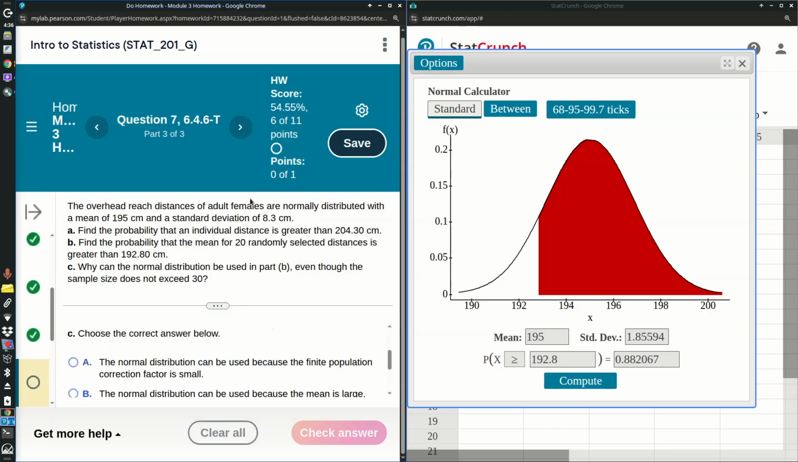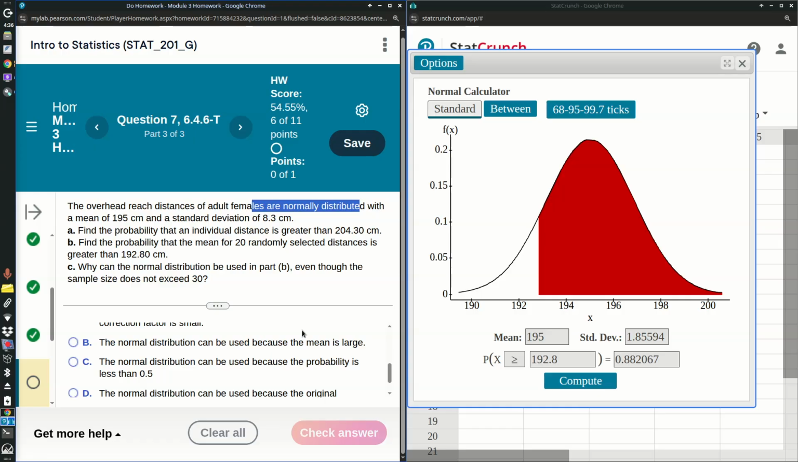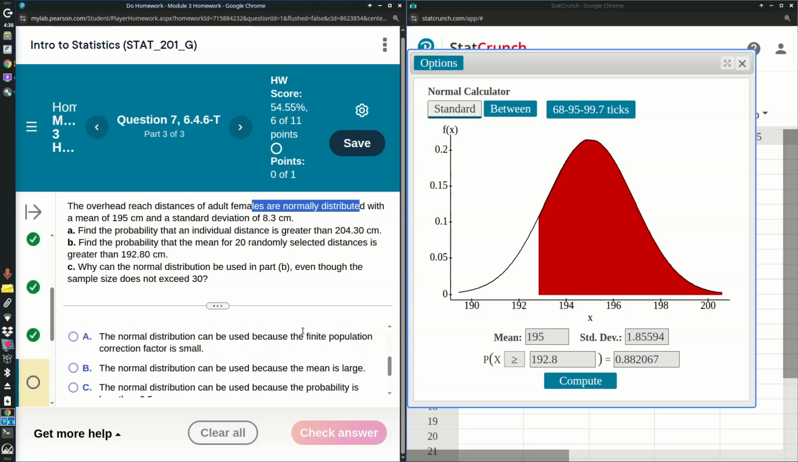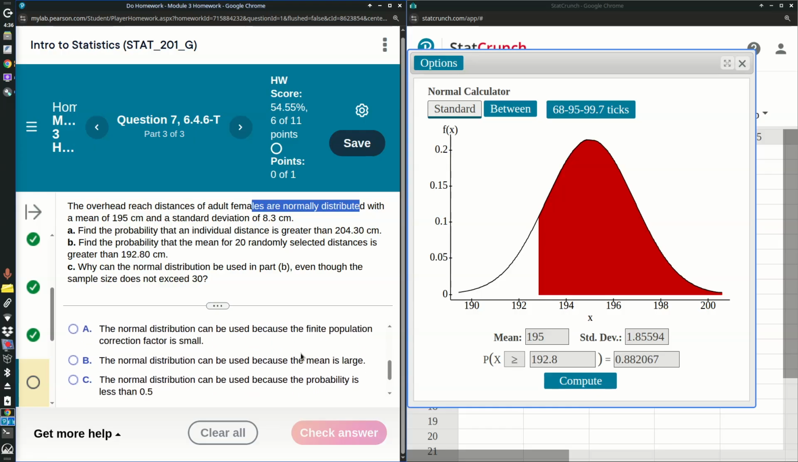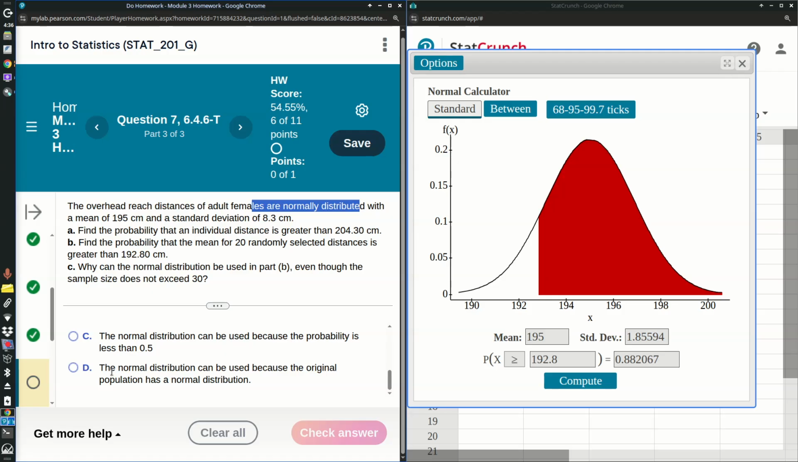And again, it tells us the original distribution is normally distributed. So all sampling distributions will be normal. And that's D for me. The normal distribution can be used because the original is normal.